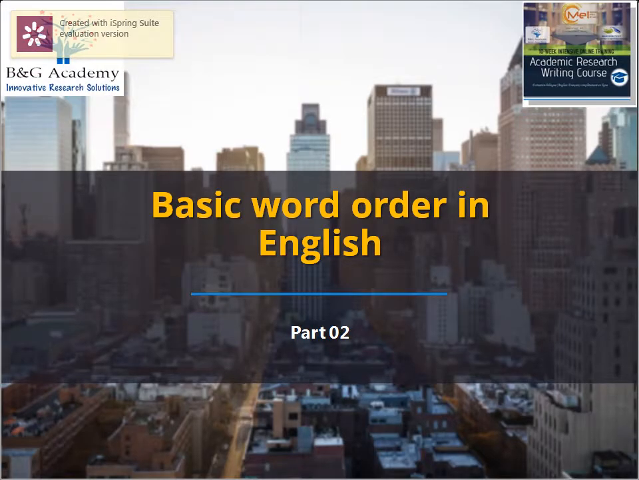Welcome to part 2 of your course, Basic Word Order in English. In the first course, we've seen that a typical sentence should consist of a subject, a verb, an object. In scientific writing, we should write short and simple sentences. Simple sentences mean that they respect a logical order or a basic order.